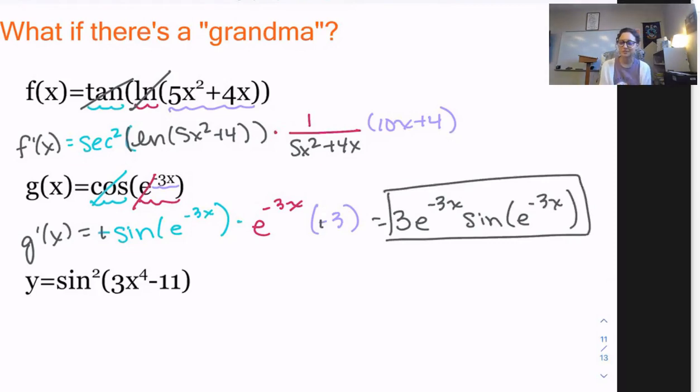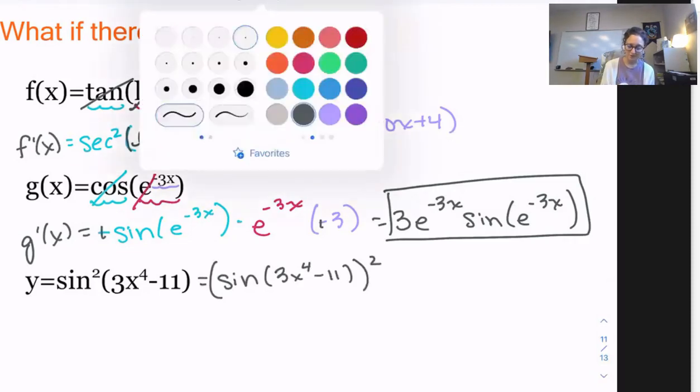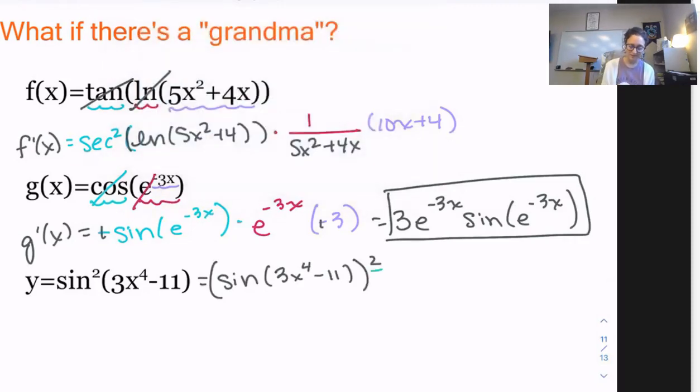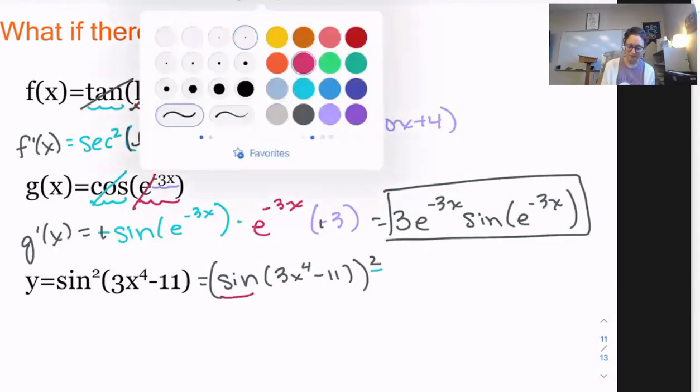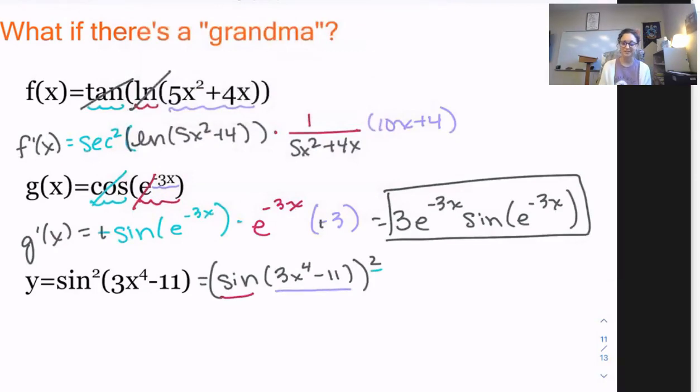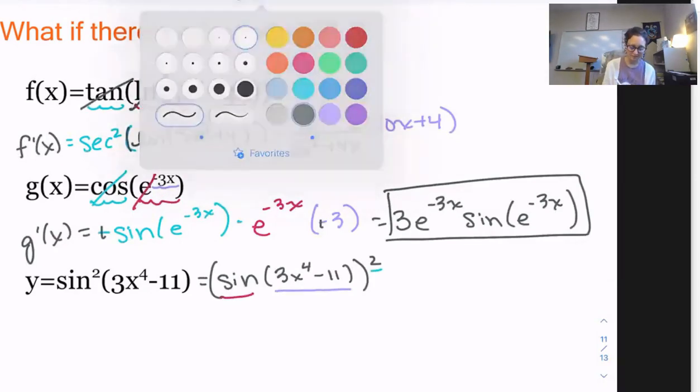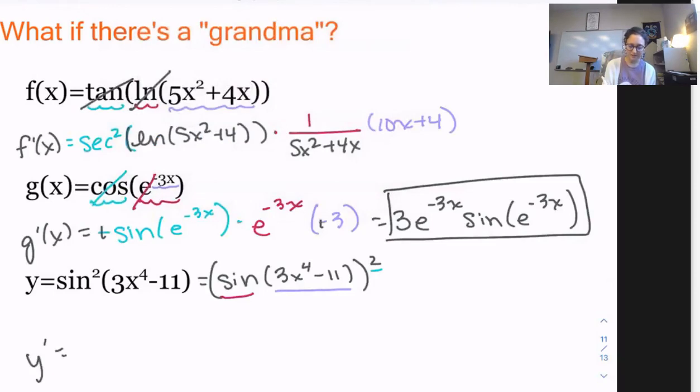All right, do we know what we need to do first for this last one? I really need to rewrite, okay? So sine of 3x to the 4th minus 11, all of that squared, okay? So the outermost function is the square. Then I've got sine, and then my innermost function is 3x to the 4th minus 11. All right, let's try it. So y prime, I need to deal with the square first, right? So I'm going to bring down the 2, hold everything else.